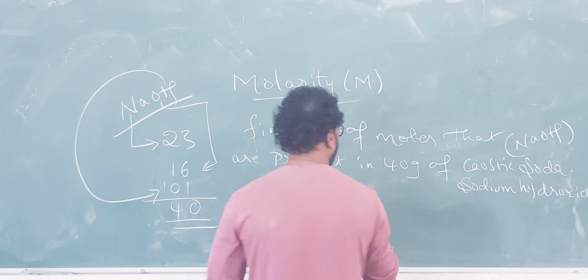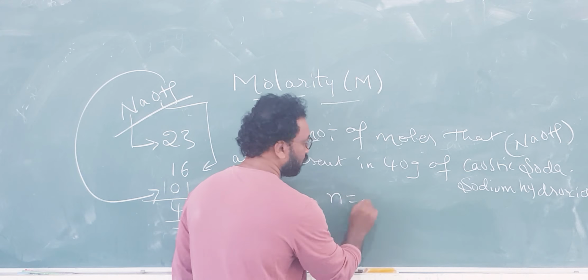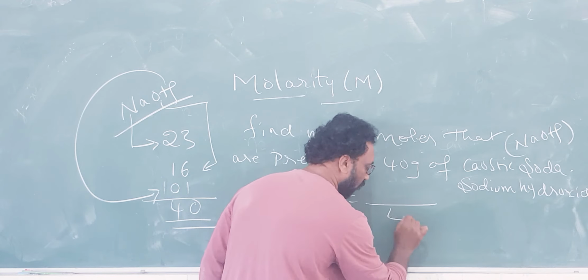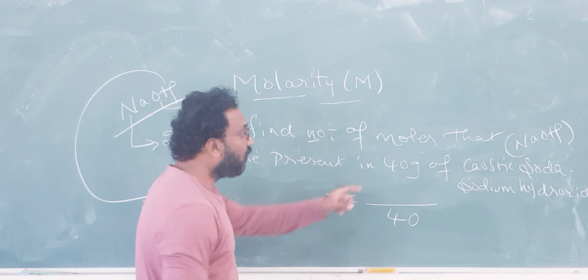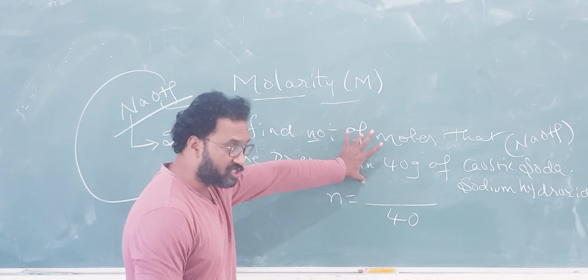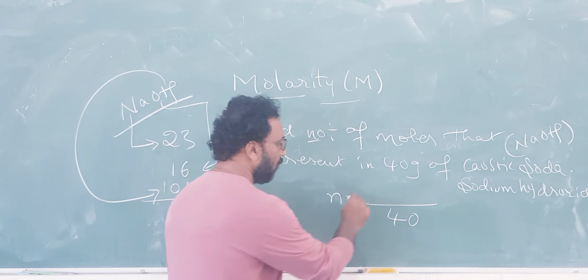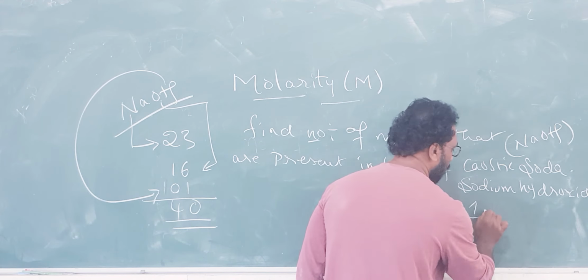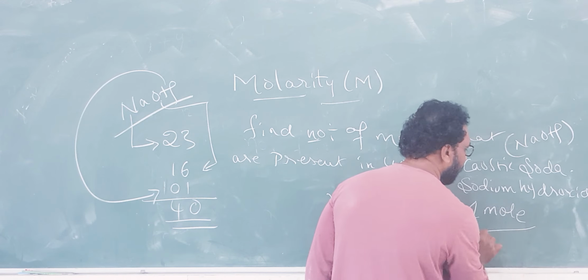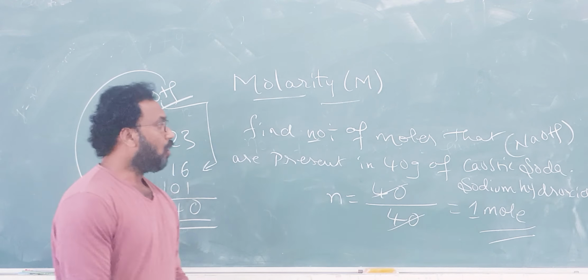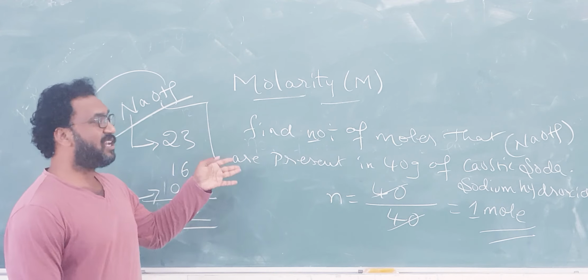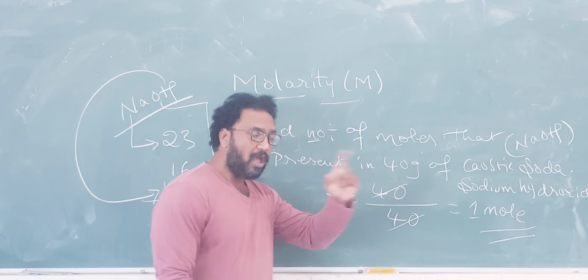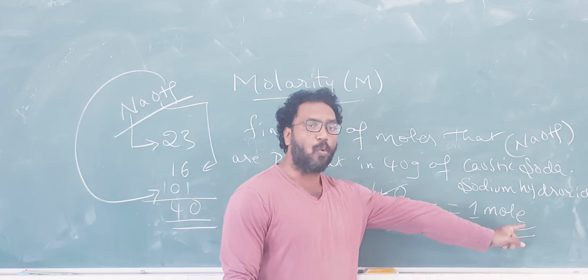Now we have got the molecular mass of sodium hydroxide, which is 40, and the given mass in the question is also 40. So 40 by 40 we get 1 mole. So the answer for this is 1 mole. How many moles are present in 40 grams of caustic soda? The answer is 1 mole.